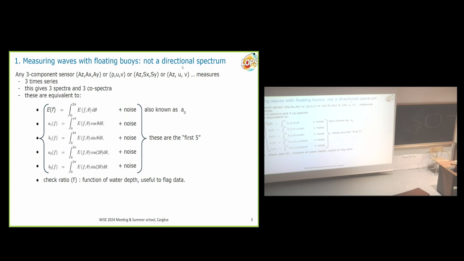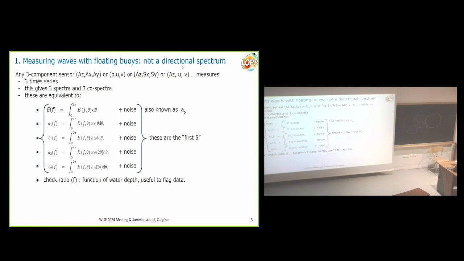All right. So a typical buoy would measure, let's talk about Datawell, 3 components of the acceleration: the vertical acceleration, AZ, and the 2 horizontal accelerations in the X and Y directions. But any sensor that measures 3 components like these 3, or pressure, U and V, or the heave and the slopes, SX and SY, or the U and V from the GPS, from these 3 time series, you can get an estimate of the first 5 directional moments of the directional spectrum. So here you have the directional spectrum, E of f and theta.